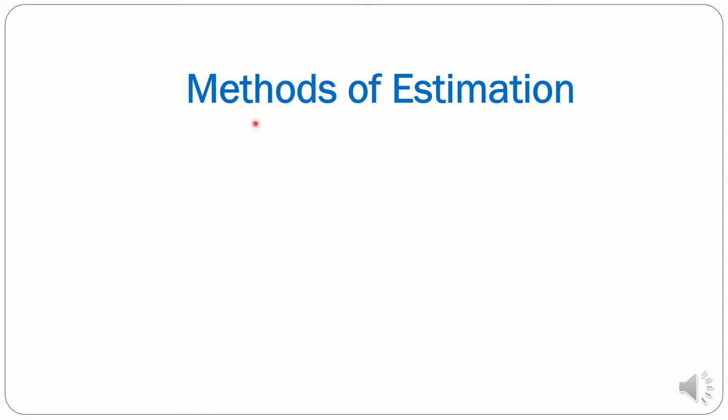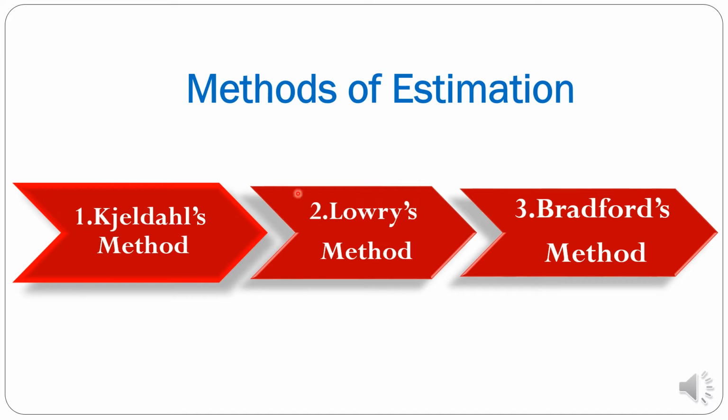Now let us look at the various methods of estimation. Today we will be performing the Biuret's test, but apart from that there are other methods which include the Kjeldahl's method, the Lowry's method and the Bradford's method. The Kjeldahl's method is an old method which is very tedious and cumbersome and it takes more than 24 hours to perform. The Lowry's and Bradford's methods are generally used to estimate tissue or cellular proteins.